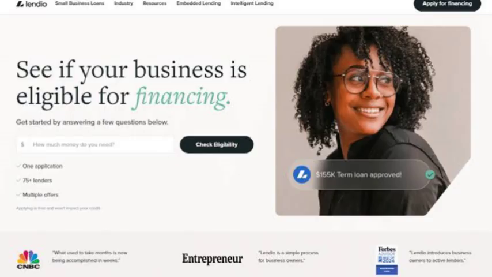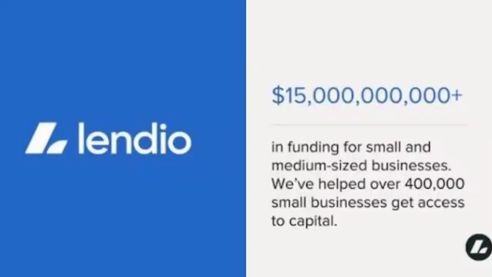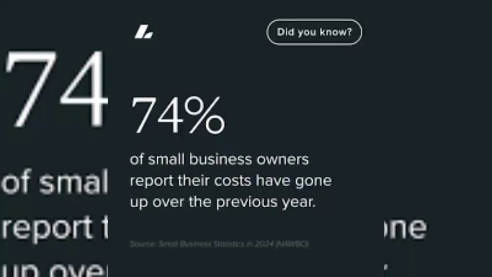So first, log into your Lendio account on the website and then go to the integrations or connected apps section from your dashboard. Now select Quickbooks from the list of available accounting platforms. A pop-up will appear asking you to sign into your Quickbooks account. Enter your Quickbooks username and password and then click sign in.